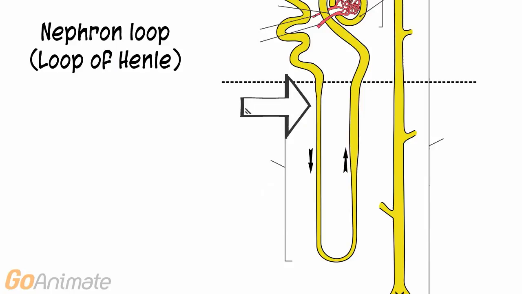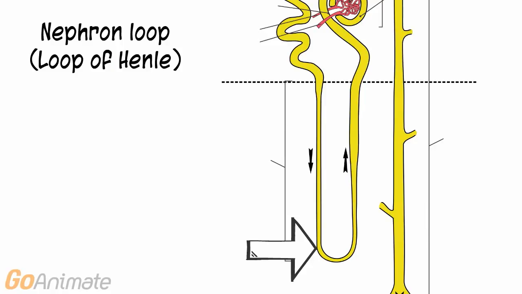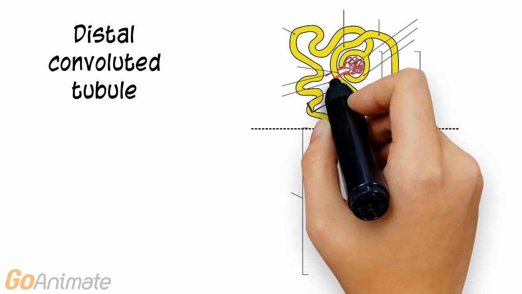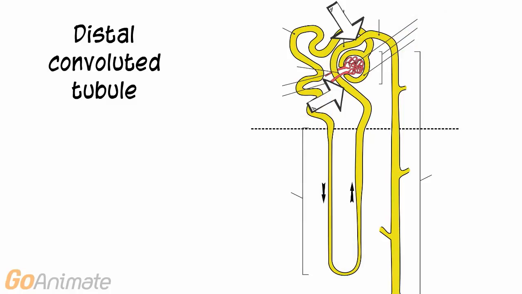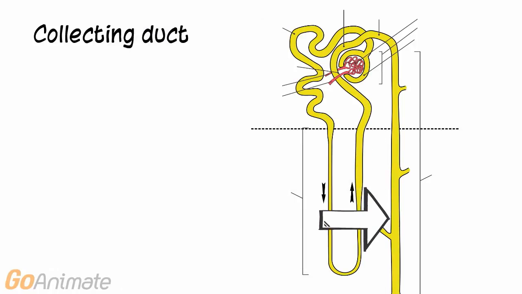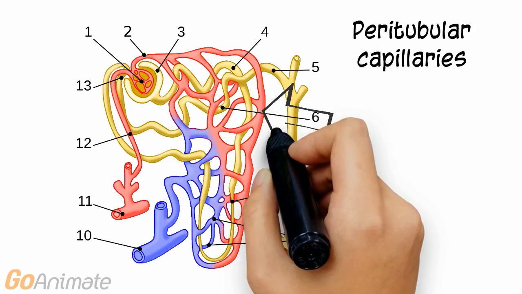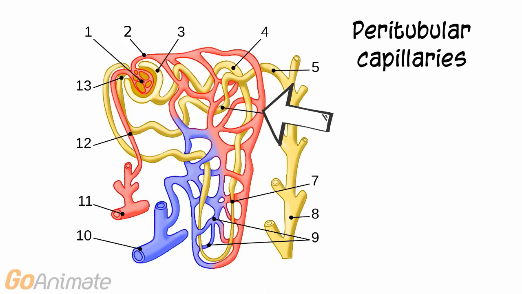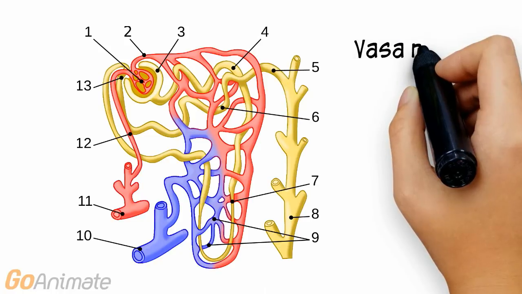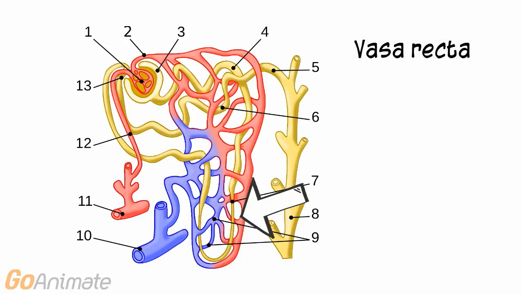Urine flows to the nephron loop or loop of Henle. Urine flows from the nephron loop to the distal convoluted tubule. From there, it flows to the collecting duct, which drains into the renal papilla. The nephron is surrounded by peritubular capillaries. Capillaries surrounding the nephron loop are called vasa recta.